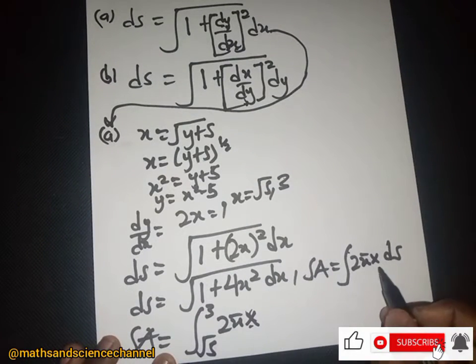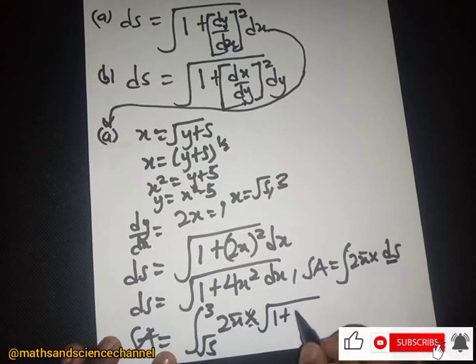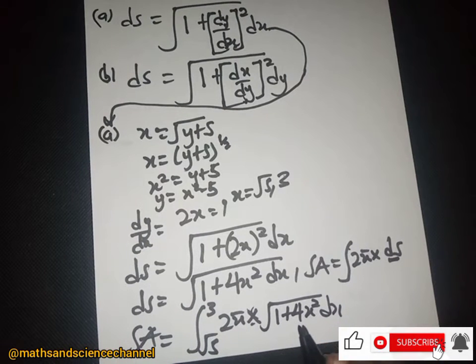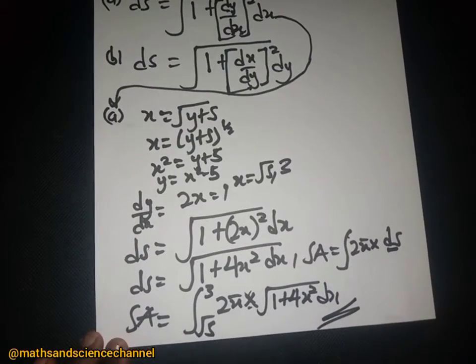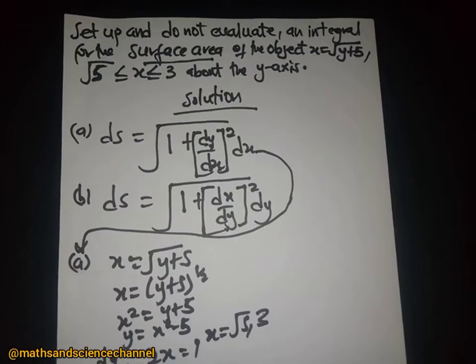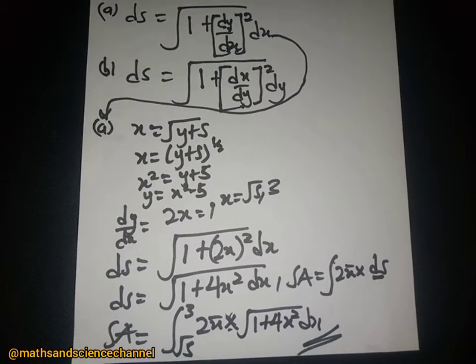So over here we are left with the x, and the ds here is just the square root of 1 plus 4x squared dx. 1 plus 4x squared dx, and therefore that will be for your a. So that will be the surface area. Remember the question says we should not evaluate, we should just set up and not evaluate, so we just leave it this way. Now let's do the b part.